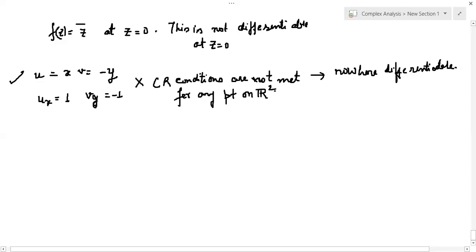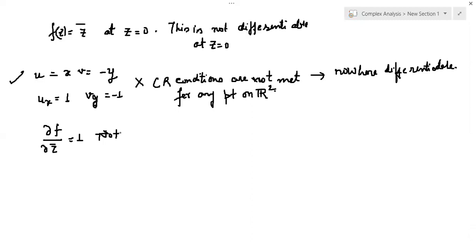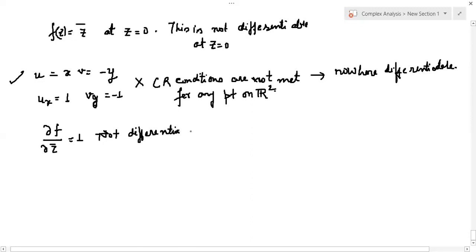Otherwise also, you could have seen that del f upon del z bar is equal to 1. So clearly it is not differentiable again, because the necessary condition for the function f equal to u plus iota v to be differentiable at a point is that del f upon del z bar should be equal to 0. But it is equal to 1, so it is really not differentiable.